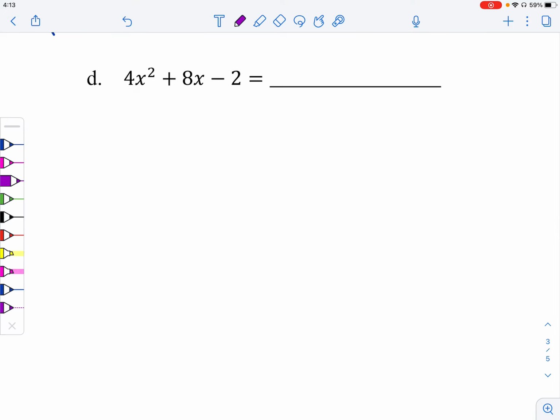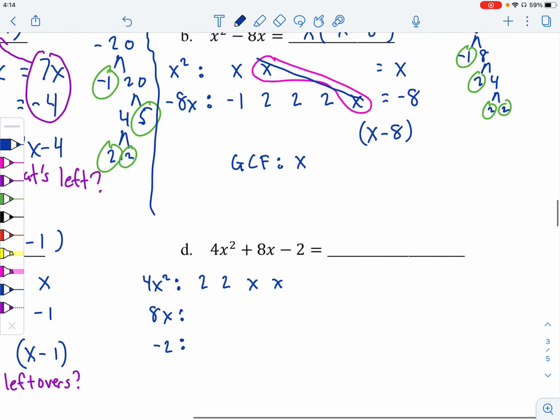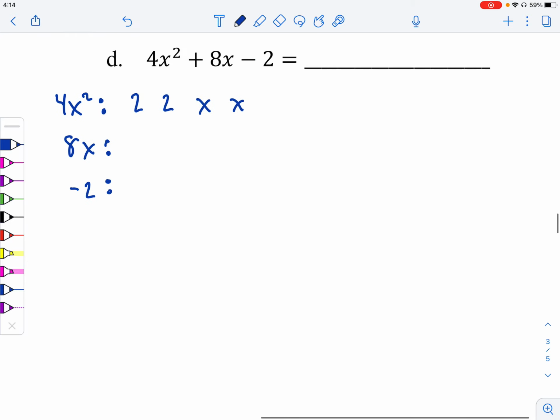Okay, next one. Now we have 3 terms. We just write them all out. So we have 4x squared, 8x, and negative 2. 4x squared: 4 is 2 times 2, we know that, and we have 2 x's. Then we do 8, which is 2 times 2 times 2. And then negative 2, we take out the negative, and we have 1, 2, and the x there.